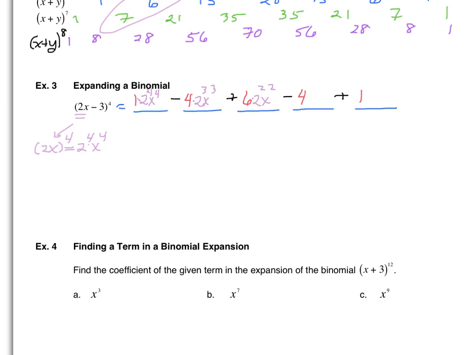Now, if you try to add up your exponents, it won't work this time because we took the 2 to the fourth and the x to the fourth instead of just leaving it alone. So do keep that in mind. When you get done, you can share your answer with those around you. See if they agree with you.